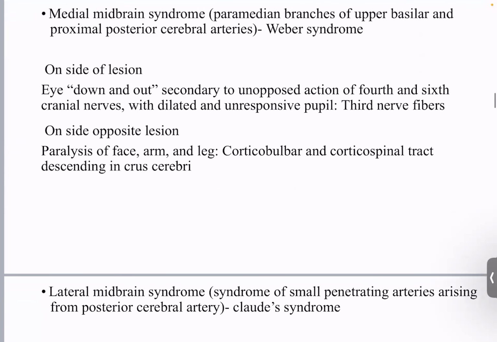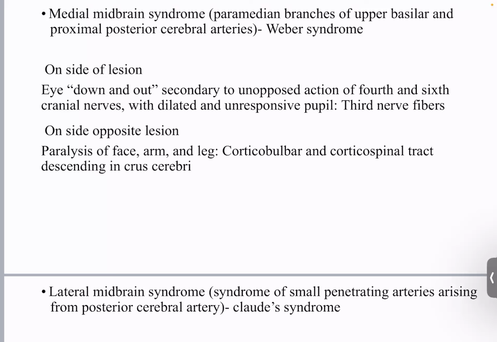Moving on to midbrain syndromes. Medial midbrain syndrome is due to paramedian branches of the upper basilar and proximal posterior cerebral artery involvement. This is called Weber syndrome. On the side of the lesion, due to third nerve involvement, the eyes are down and out, secondary to unopposed action of the fourth and sixth cranial nerves, with dilated and unresponsive pupils.